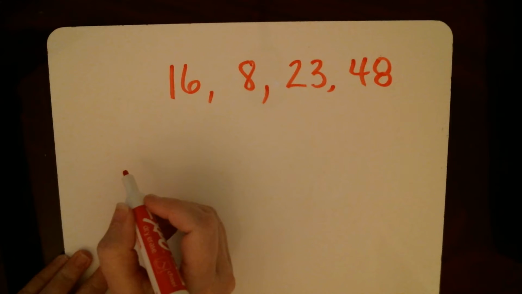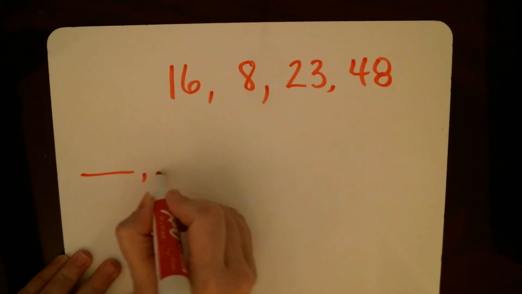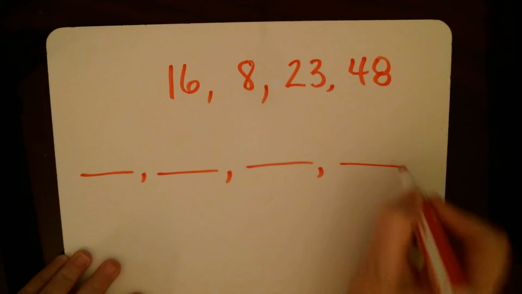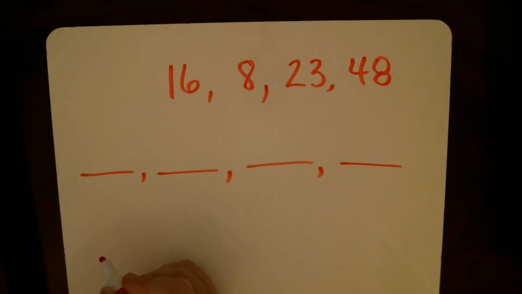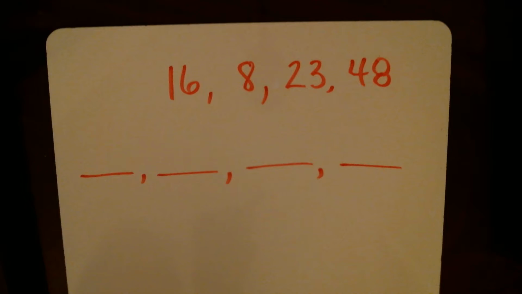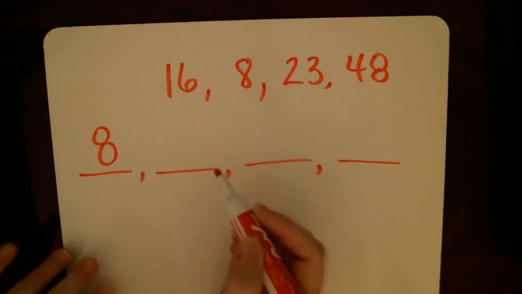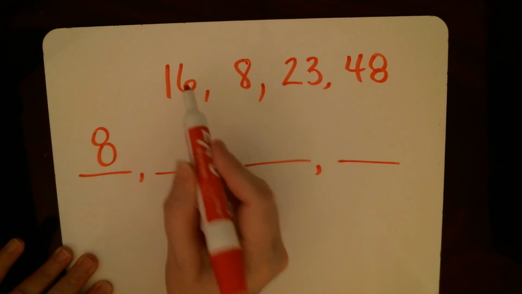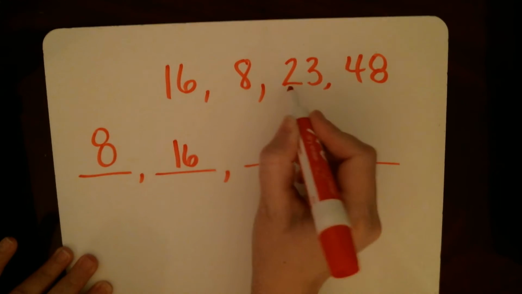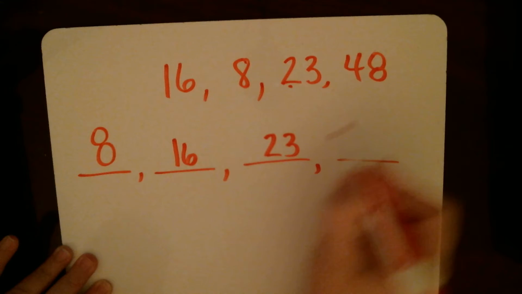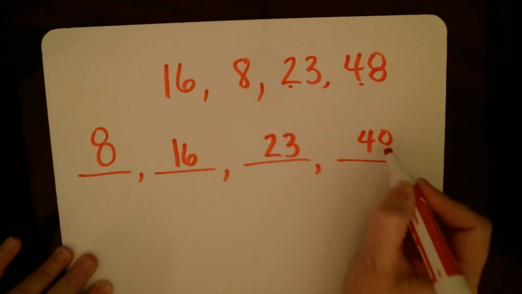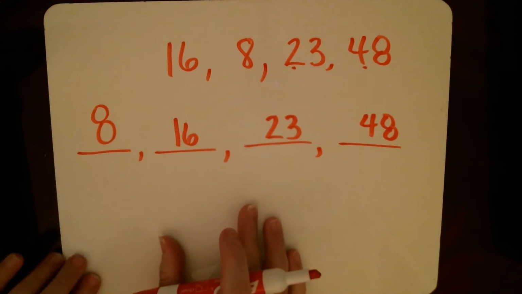So you have to really pay attention. If I ask you to put them in order from the least to the greatest, you need to make sure that you start with the smallest number, the least number. Eight's the smallest number because it's only ones. And then I have 1 ten and 6 ones. This has 2 tens, and this one has 4 tens. So that's the order from the least to the greatest.